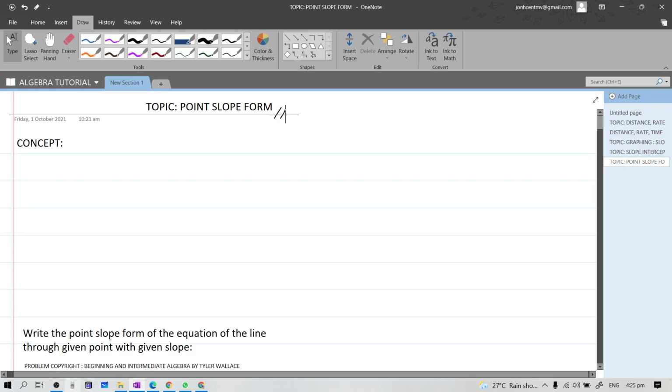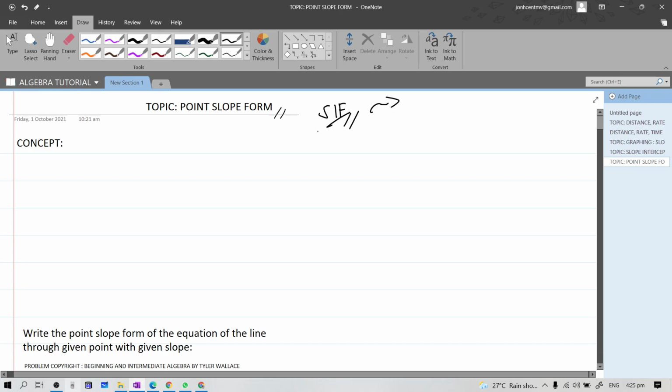So, ang topic na pag-uusapan natin ngayon is about point slope form. So, this is the third topic in the graphing chapters. We dealt in the previous video with the slope intercept form, which has the advantage of being simple and easy. Then, however, it also has disadvantages.